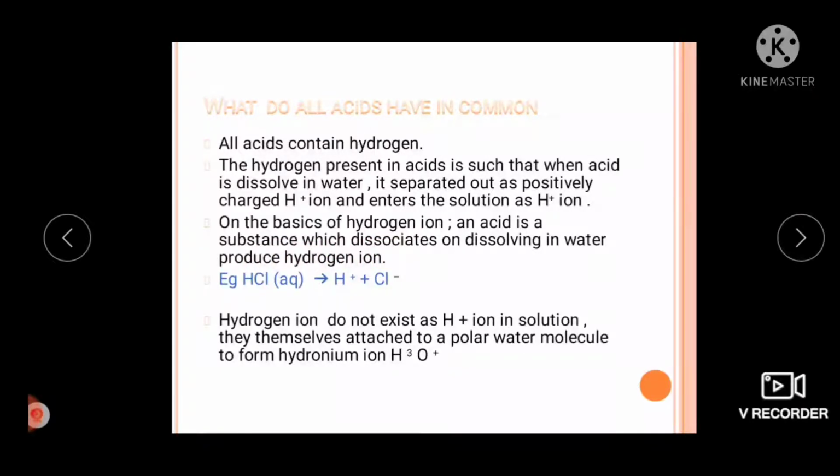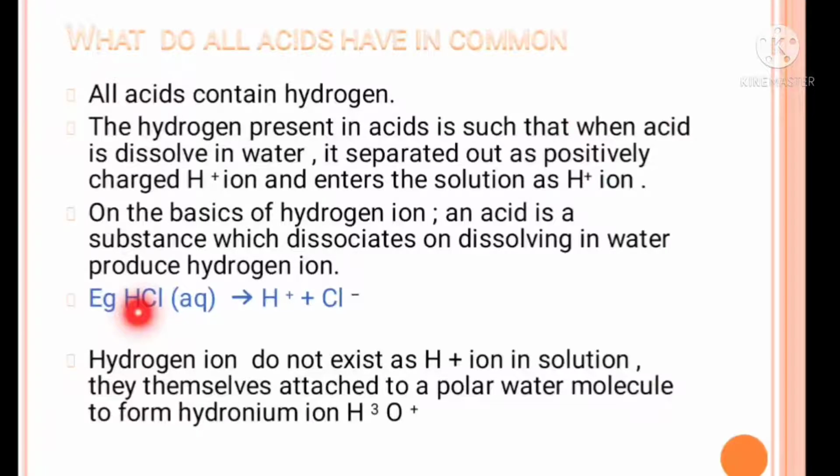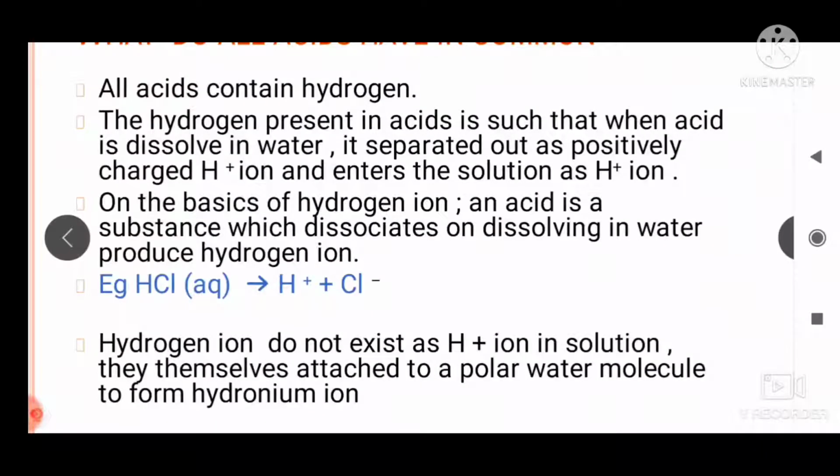For example, an aqueous solution of hydrochloric acid dissociates or ionizes to form hydrogen ion and chloride ion. HCl undergoes dissociation and gives H+ and Cl- ions. It is the presence of hydrogen ions in hydrochloric acid solution which makes it behave like an acid.